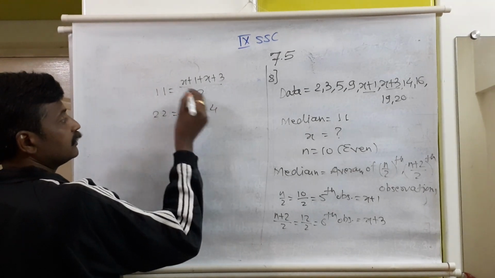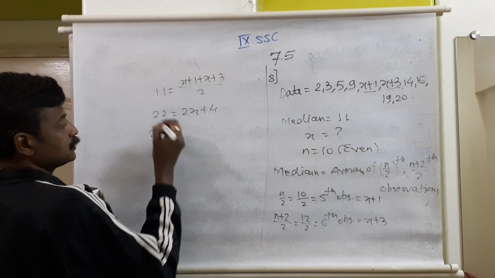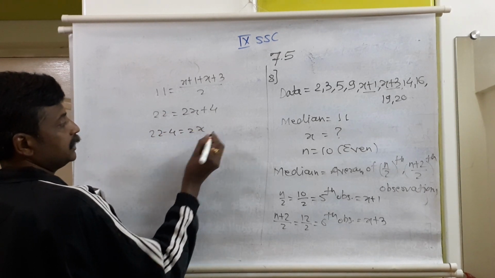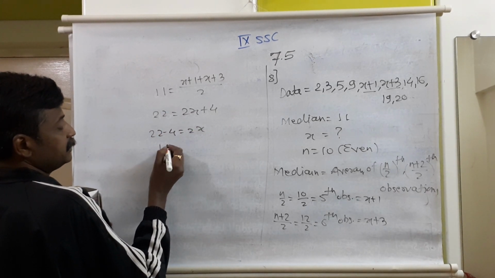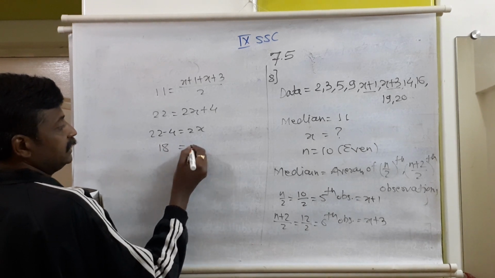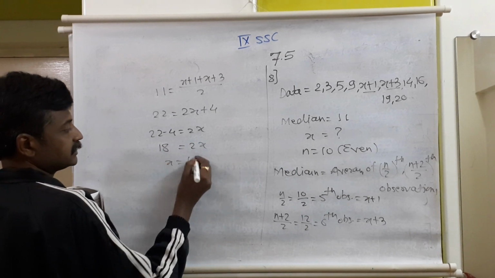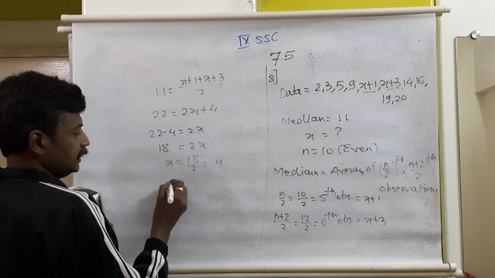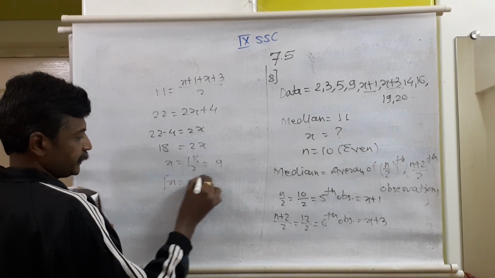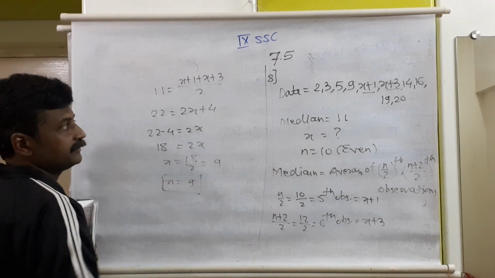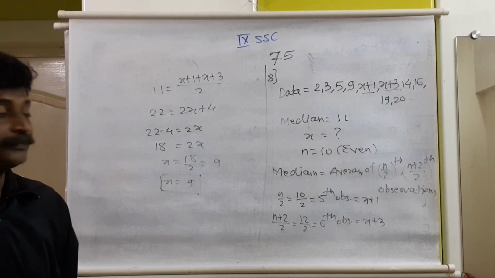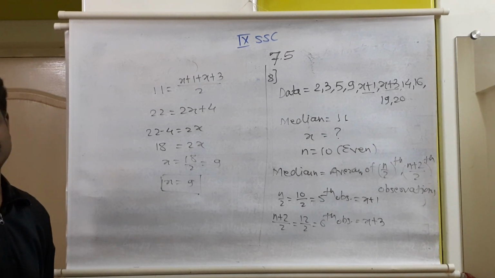So first, we will take the 4 from left to right, right to left. 22 minus 4 will be equal to 2x. Subtraction will be here. 22 minus 4 is 18, which is equal to 2x. x is equal to 18 upon 2, that is x is equal to 9. So as per the given information in question number 8, the value of x is equal to 9.